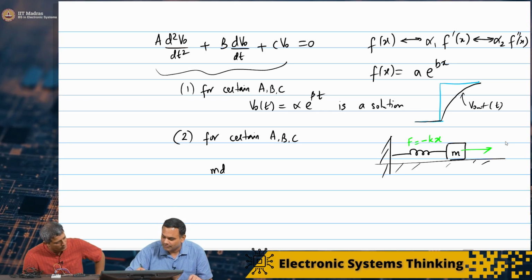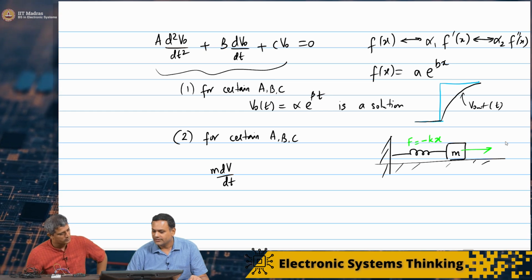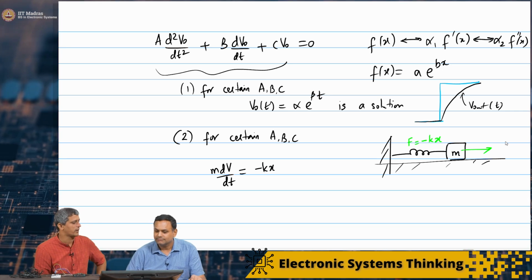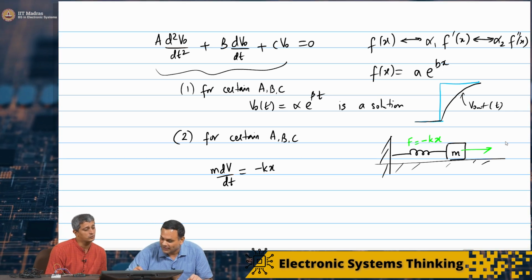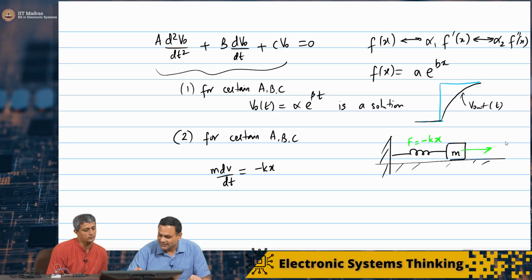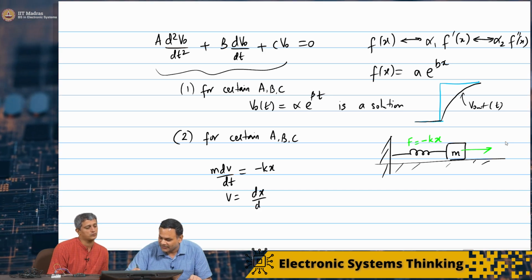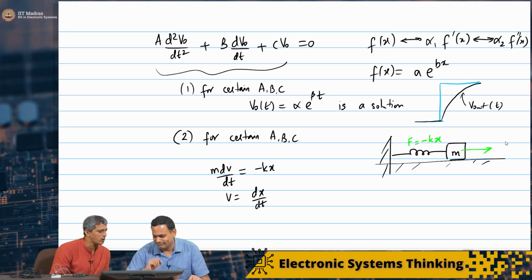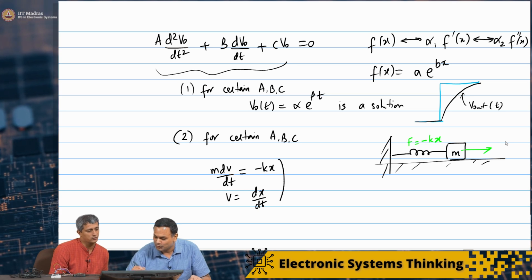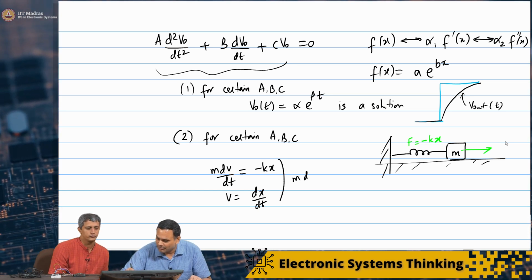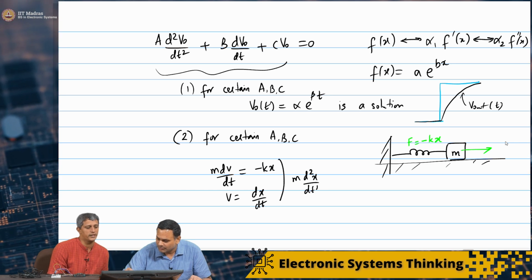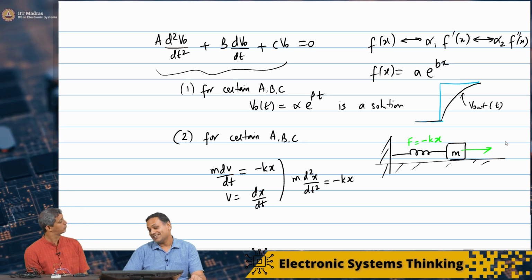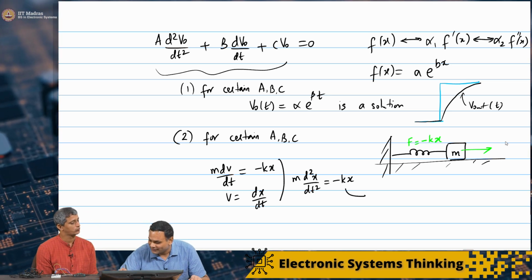So that is your dv/dt equal to minus kx, and v is dx/dt, the velocity. If you write it down, it seems like a second order differential equation. Indeed it is. If you put these two together, m d squared x by dt squared is basically minus kx. And this is indeed a second order differential equation.